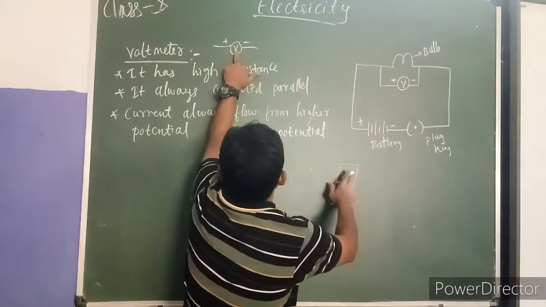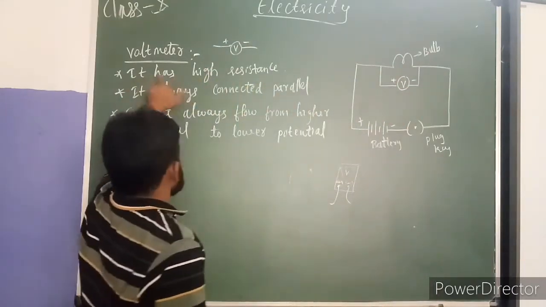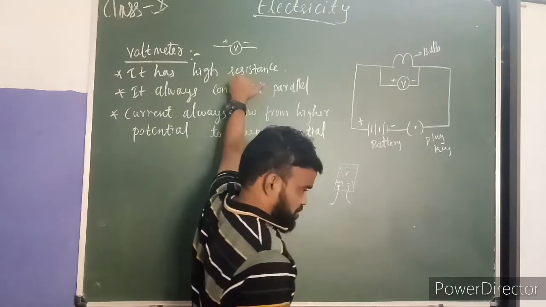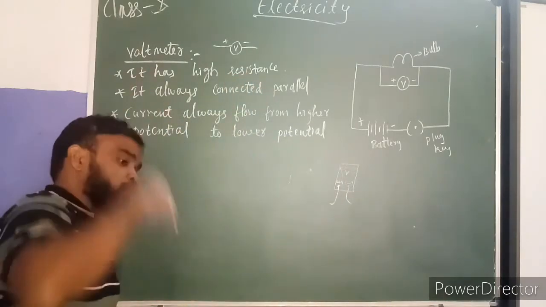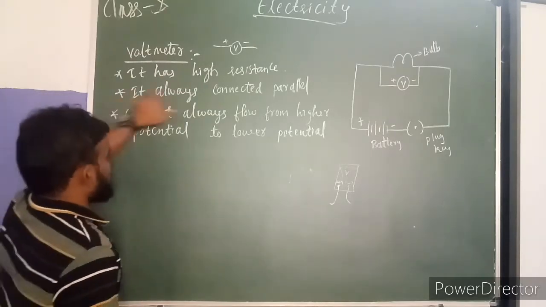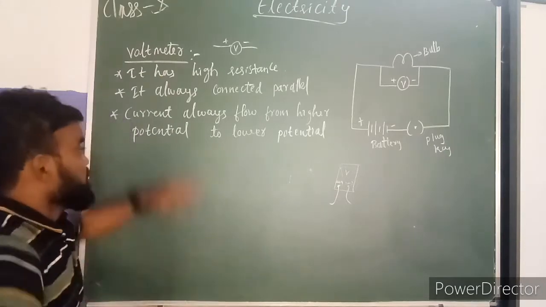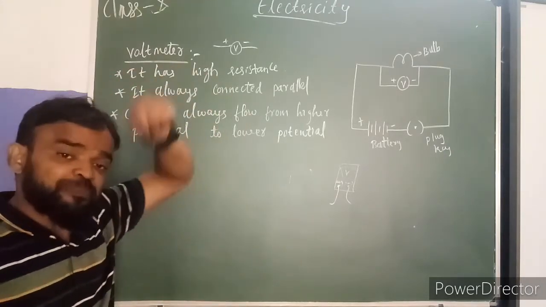The voltmeter is V. I have drawn a circuit diagram. First point: the voltmeter has high resistance, while the ammeter has low resistance. The voltmeter is always connected in parallel. The ammeter is connected in series.